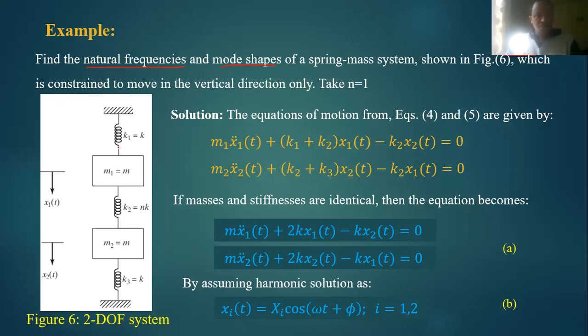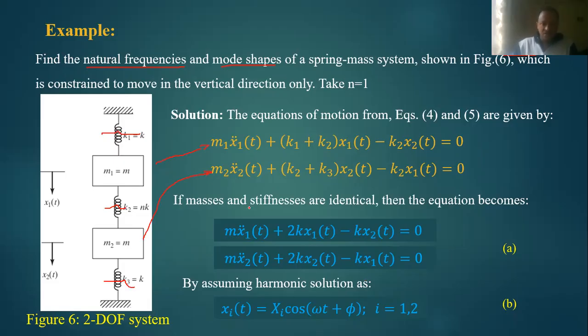So here the equation of motion for this is m1 x1 double dot of t plus (k1 plus k2) x1 minus k2 x2, which is equal to 0. And for the second mass, we can also take the same principle. We can cut it from here. We can take the free body diagram for mass 1 and mass 2 separately. From that, for mass 1, we have this equation. For mass 2, we have this equation.